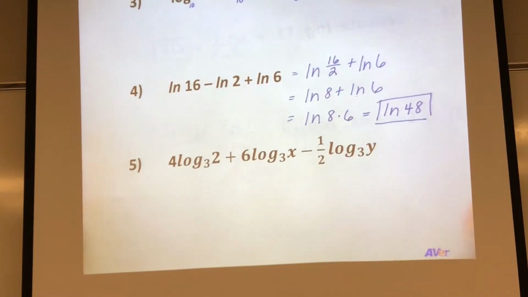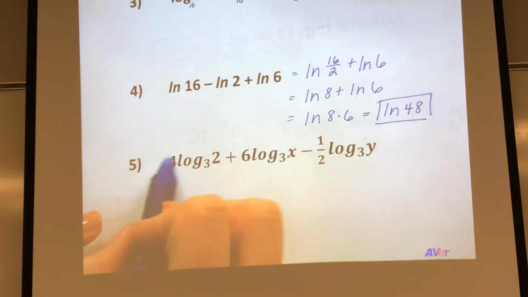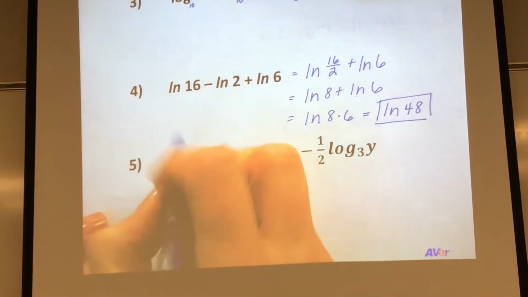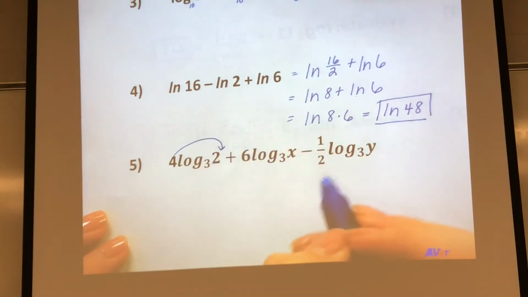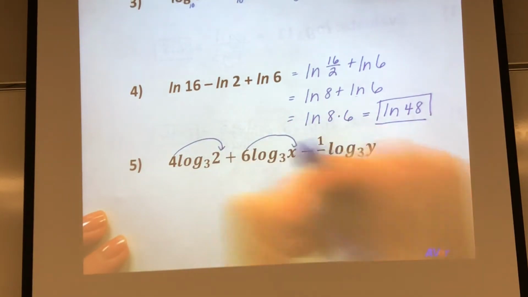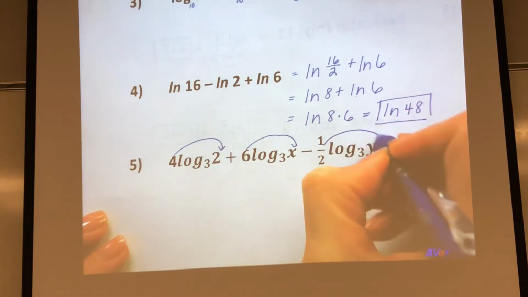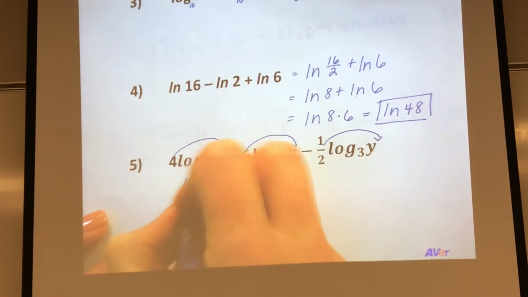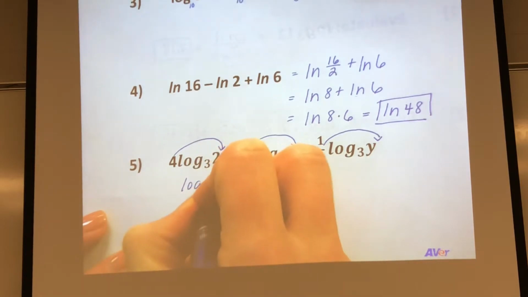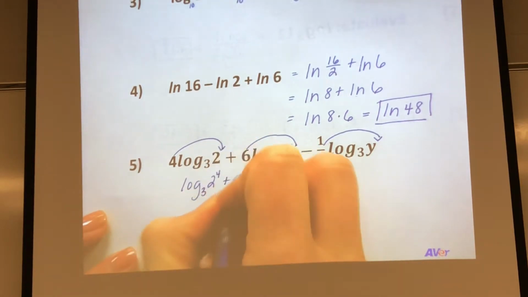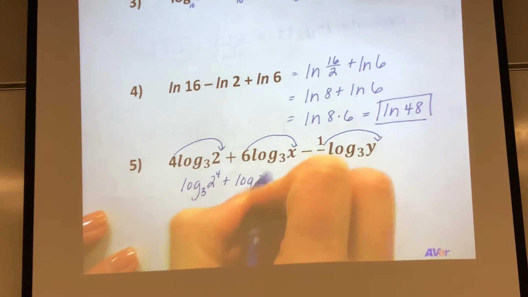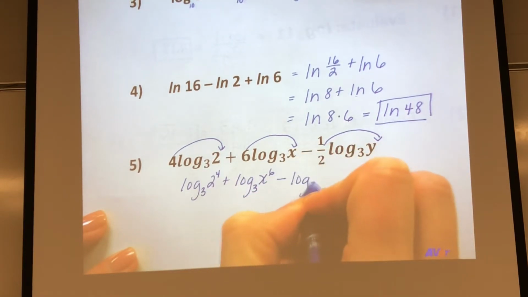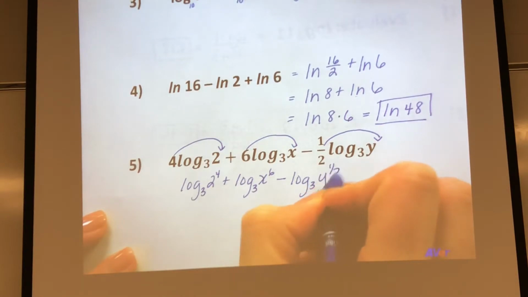All right, number 5 has a lot of things going on. We have numbers in front. These coefficients are going to become exponents. So 4 is going to become an exponent on the 2. The 6 is going to become an exponent on the x. And the 1/2 is going to become an exponent on the y. So this is log of 2 to the 4th, base 3, plus log of x to the 6th, base 3, minus log of y to the 1/2.